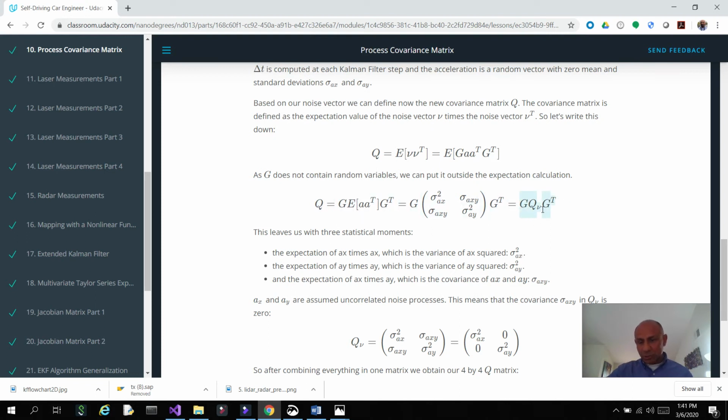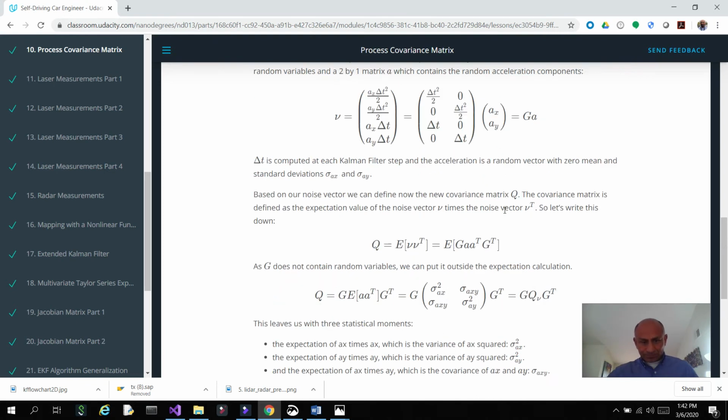First of all, what's Q nu? Q nu is sigma ax square, sigma ay square, in the diagonal. So acceleration noise x y in the diagonal, and off diagonal the covariance. Since there won't be a correlation between ax and ay, it will be 0. So Q nu is sigma ax square, sigma ay square in the diagonal, and 0, 0 off diagonal.